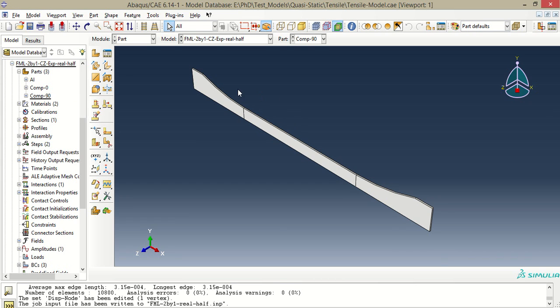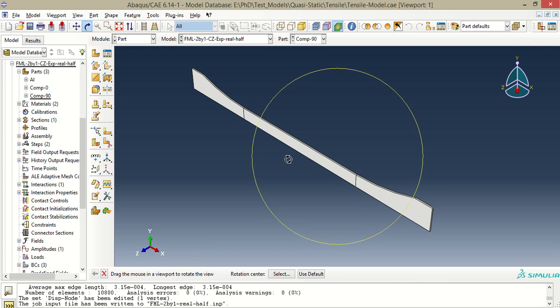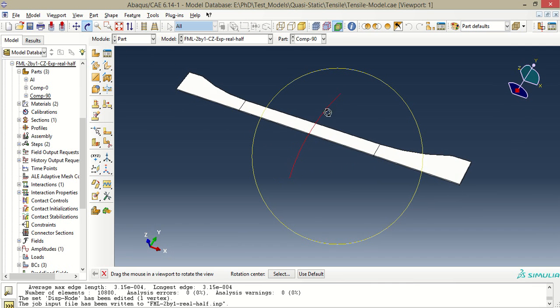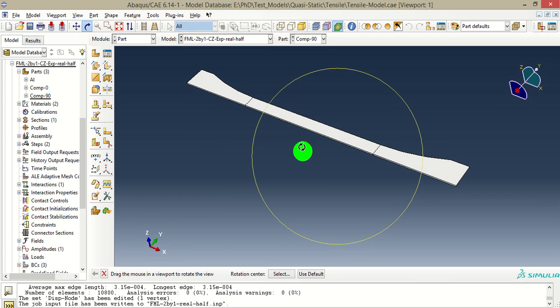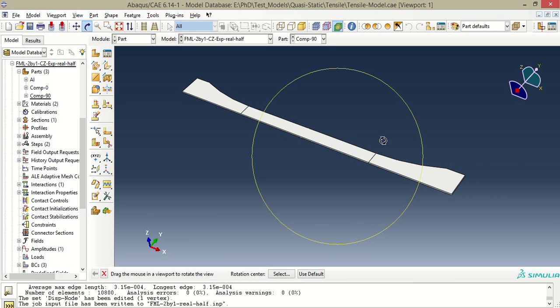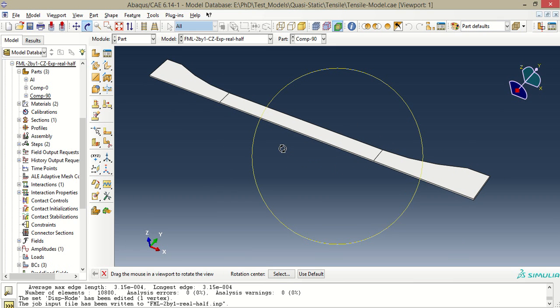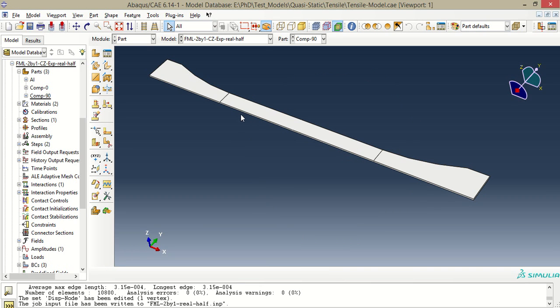The specimen geometry that you make in this module may be your own. I have created this type of geometry. This is a typical dog bone tensile specimen. I have modeled only half of it because geometric symmetry can be applied across this plane, the zx plane.